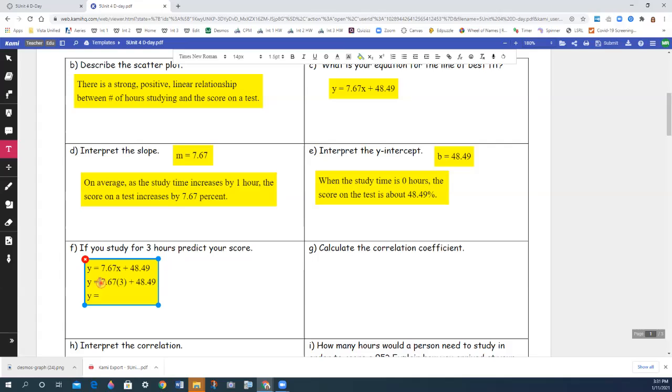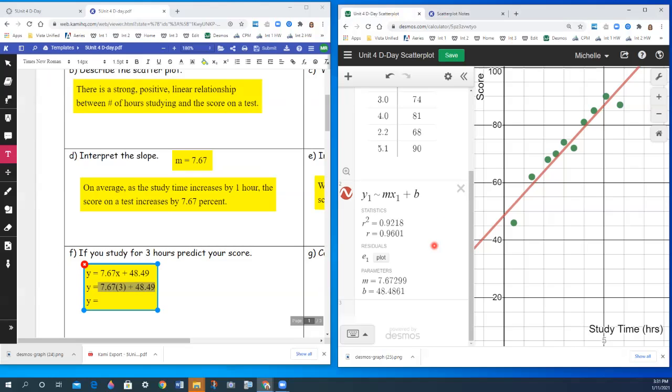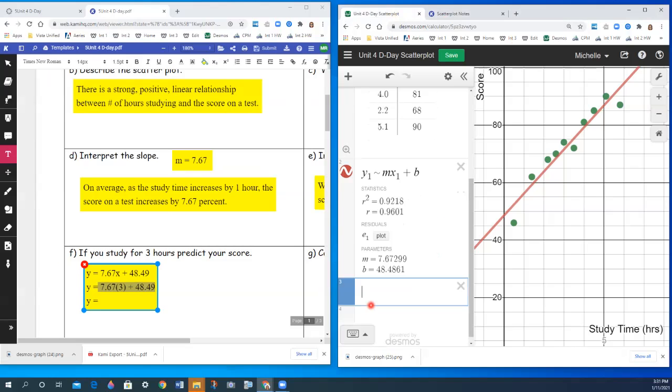So I am going to just copy this. And I'm going to go to my Desmos. I'm going to go to a line below, and I'm going to paste that. And I see I get 71.5. So 71.5, let's say percent, is the score that we would get if we studied for 3 hours. That's our prediction.